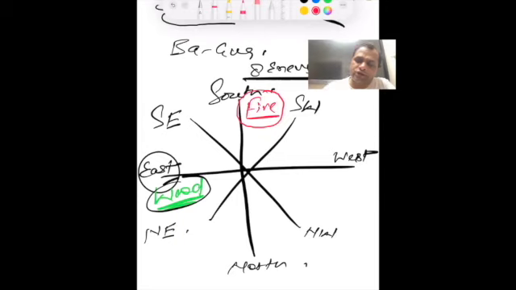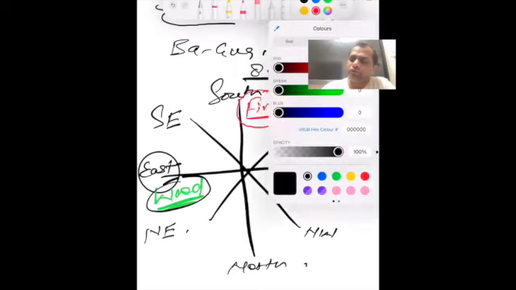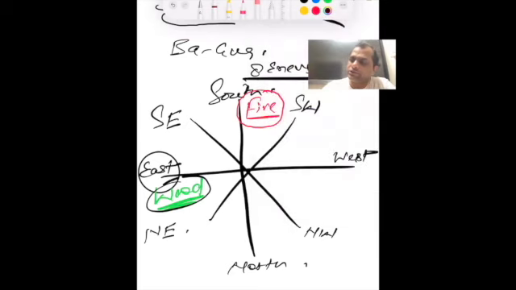So east is the direction of wood. Wood means movement, halchal, movement, movement. Then there is the fire. West is the direction of metal. Metal means higher stability or degeneration.